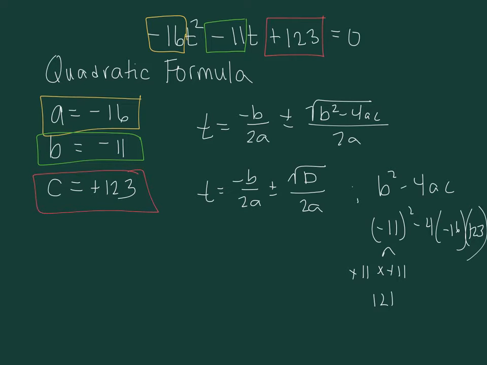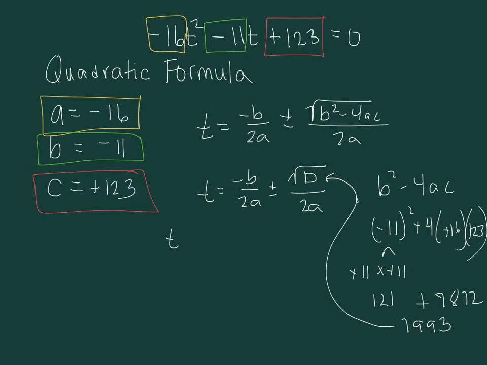Then we have here negative times negative, so I know this is positive. So this is really 4 times 16 times 123. So plus 4 times 16 times 123, and so that's 7,872, and if I add that to 121, I get 7,993. So let's plug that number right there.